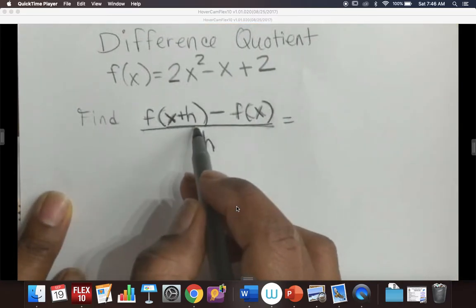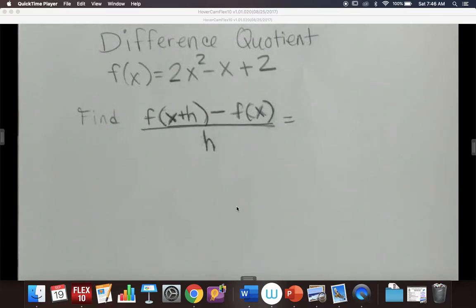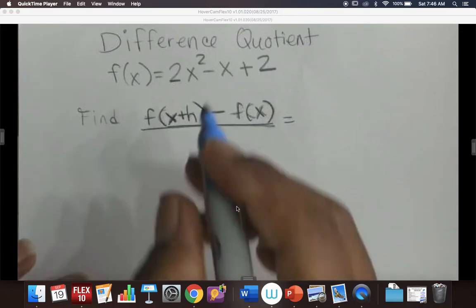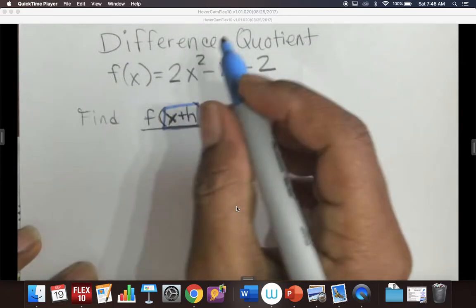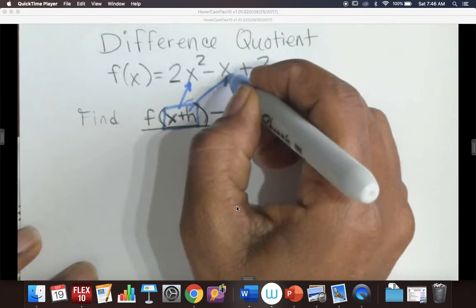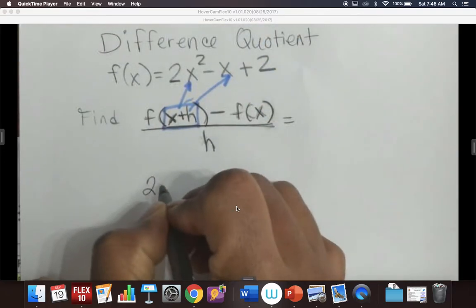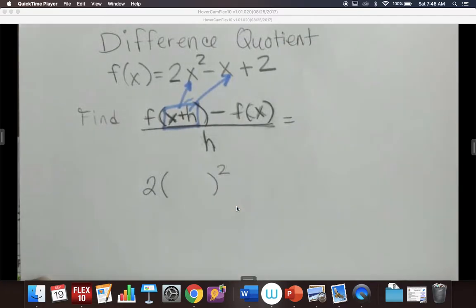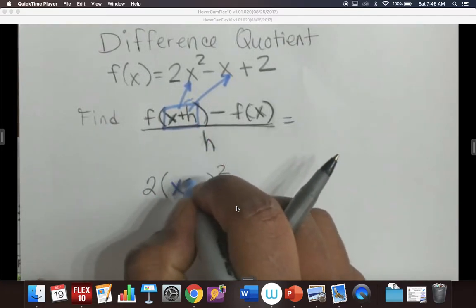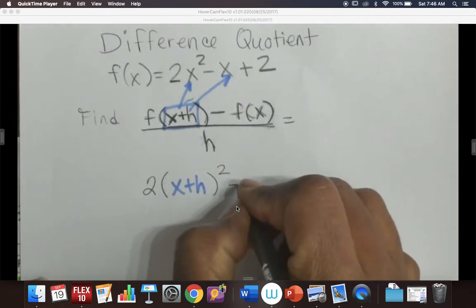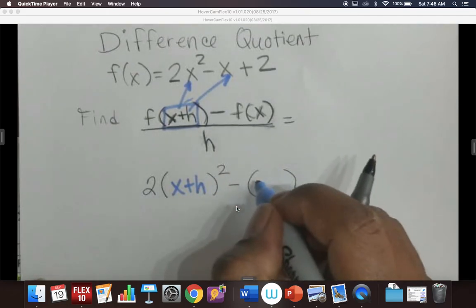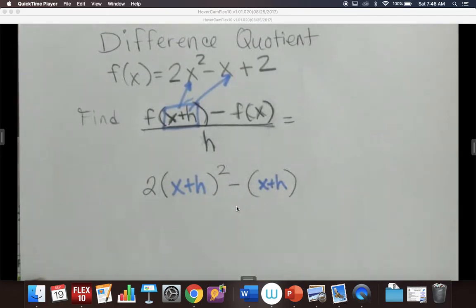So for f of x plus h, every time I see x plus h, I'm replacing x with that number, right? And in this case, it's not a number, it's an expression. So wherever I see an x, I'm going to replace it with x plus h. So I have 2, and then in parentheses, instead of x, I'm going to put x plus h, and then minus x. But again, instead of x, I'm going to put x plus h, and then plus 2. And that's just for f of x plus h.